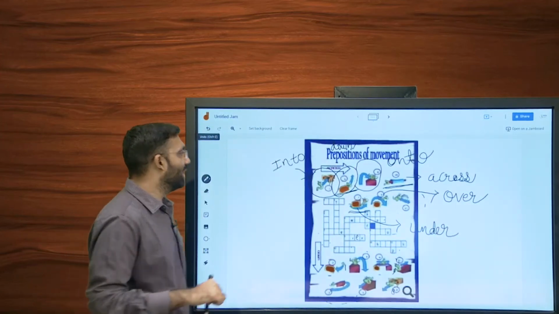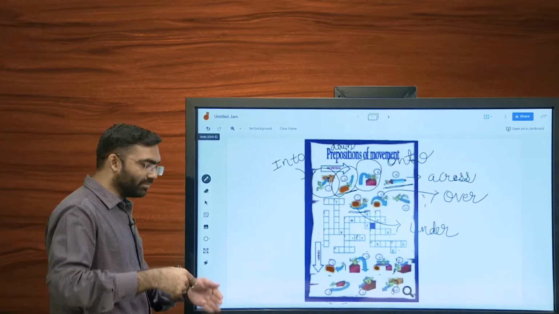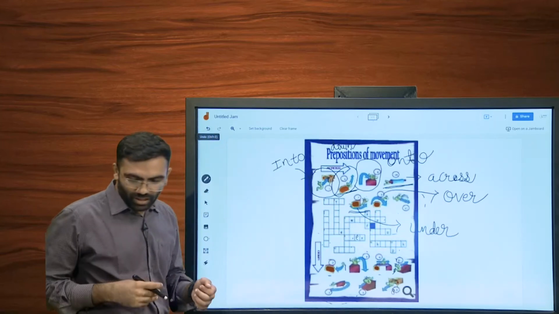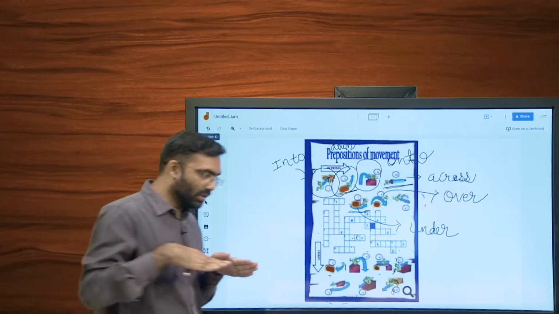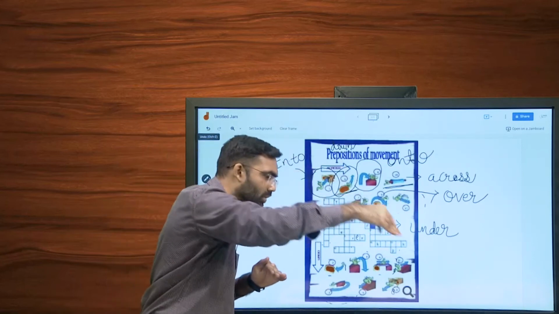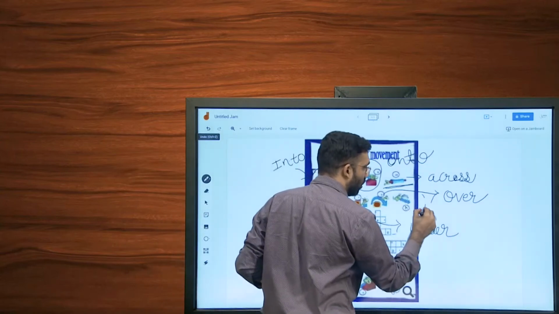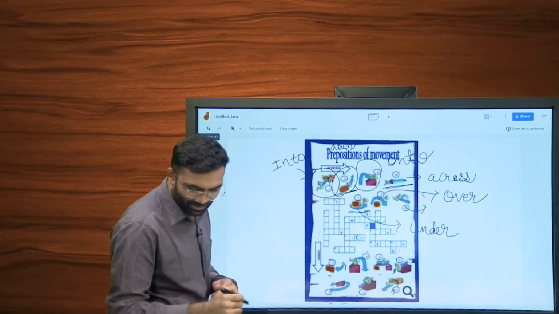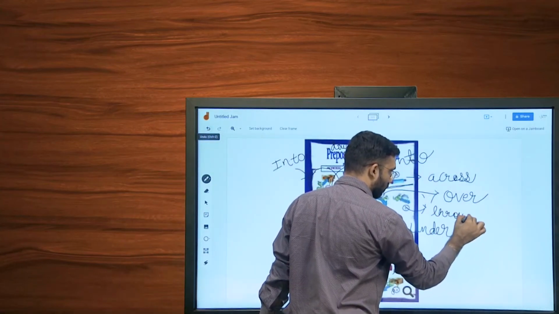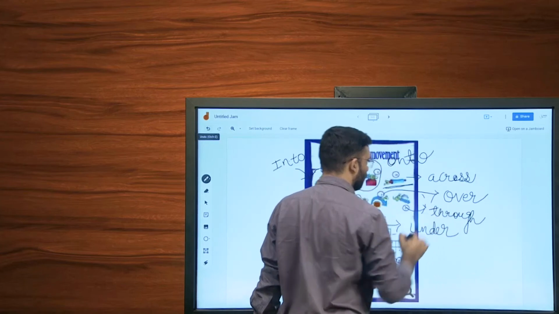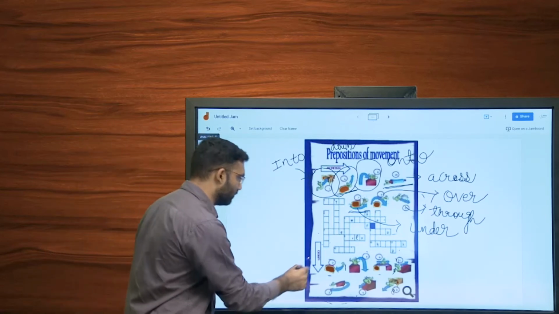Okay. And the last one, tell me. When something is passing from one side to another side, but out of that side, it's not from in between or not from above, but taking a circle, not from the one side to other side. It's called what? Tell me. Through. Through. I hope that's clear. Fine. Let's move to the next one.